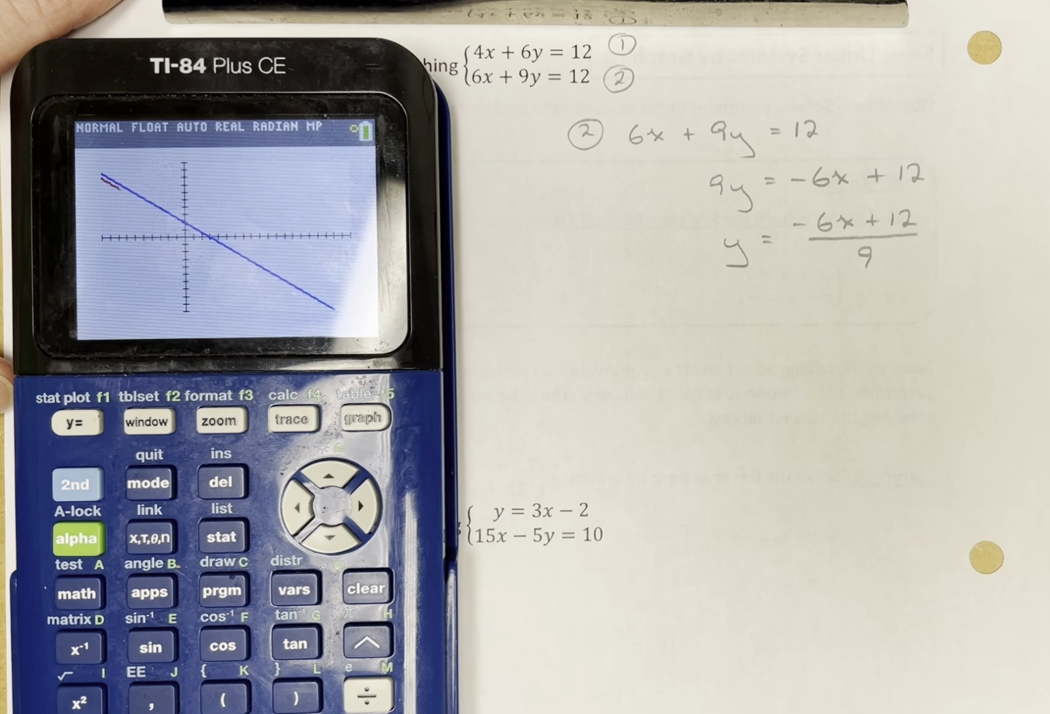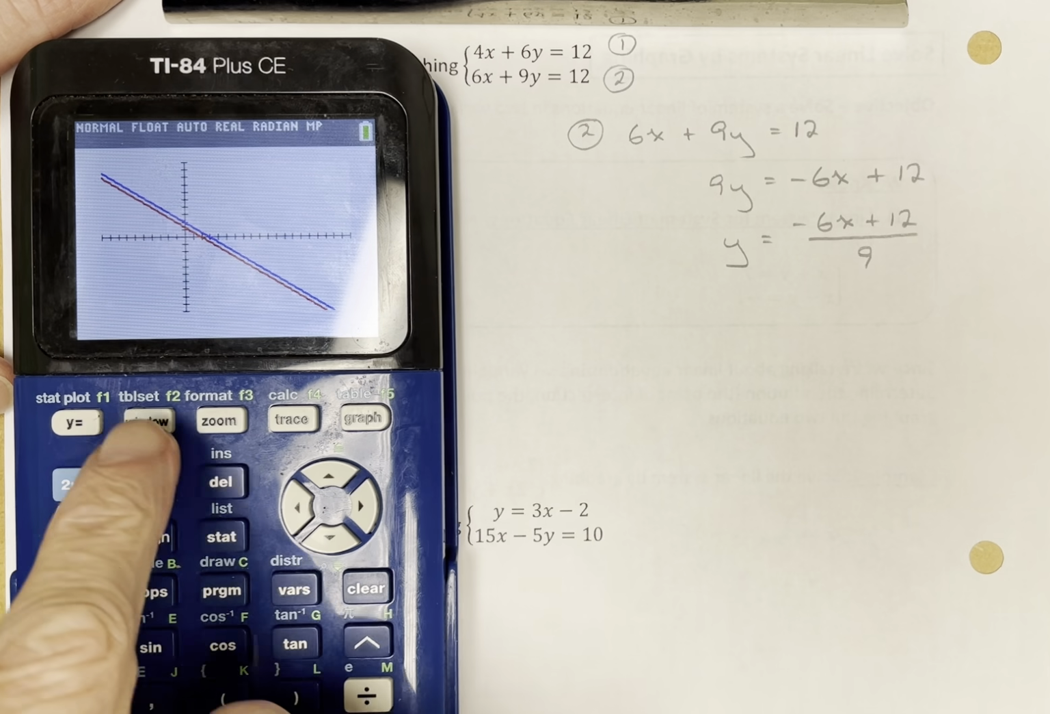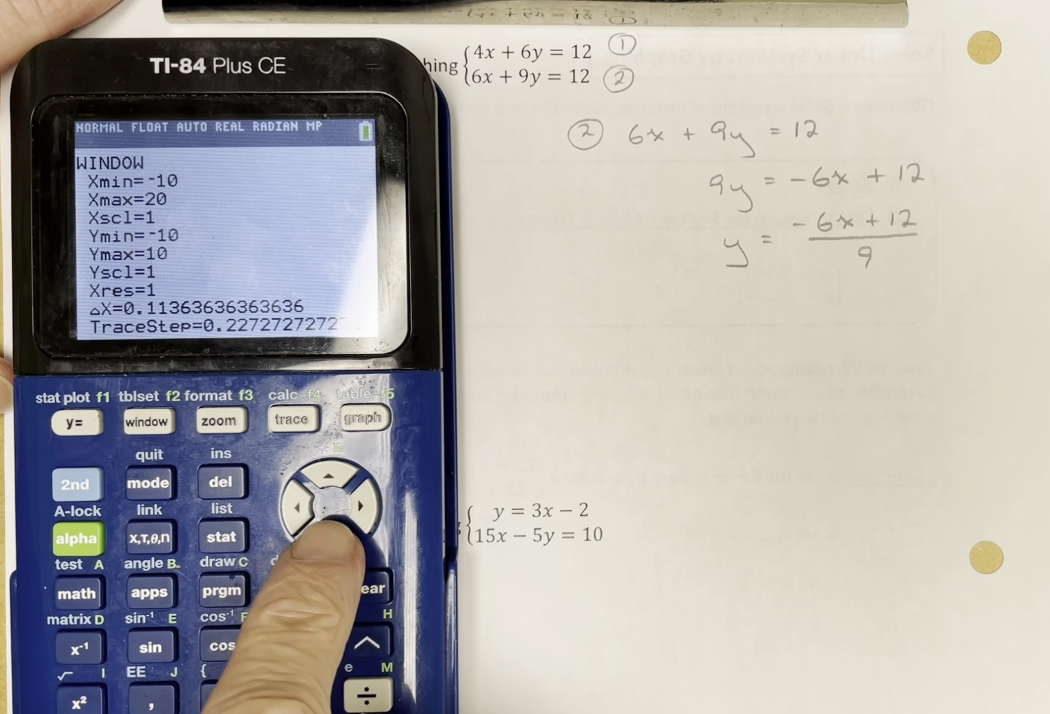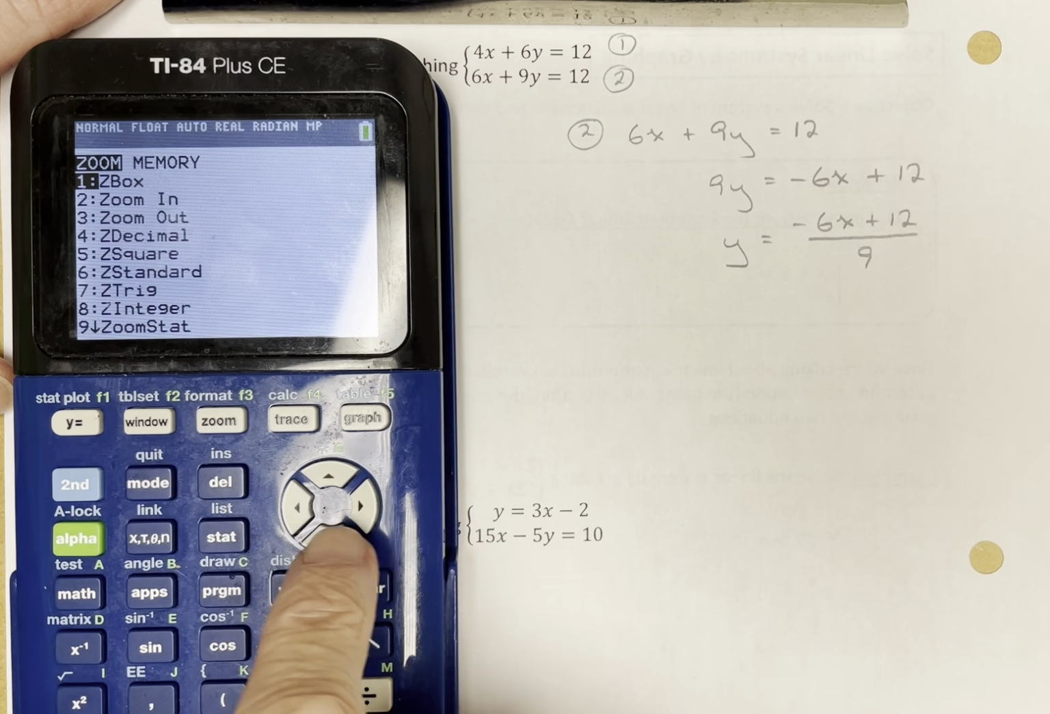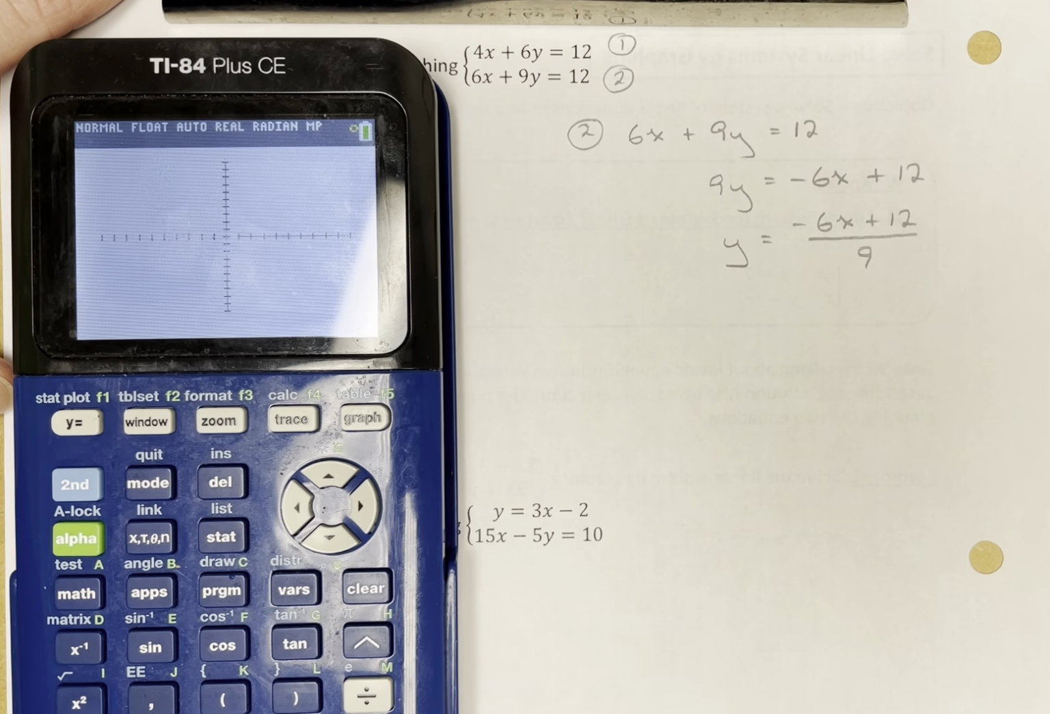Here's my second line, it's in red. And they're pretty close in this screen. I'm not sure how I'm zoomed in. Let's take a look at my window. Oh, I'm not in the standard screen. I'm gonna do zoom and go to the standard window. Maybe that'll help a little bit. This is -10 to 10.